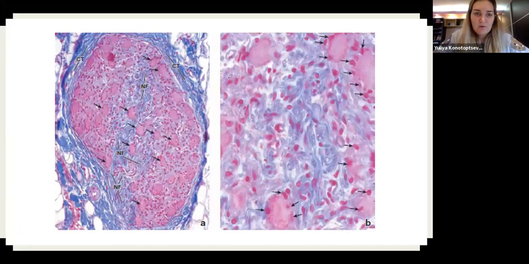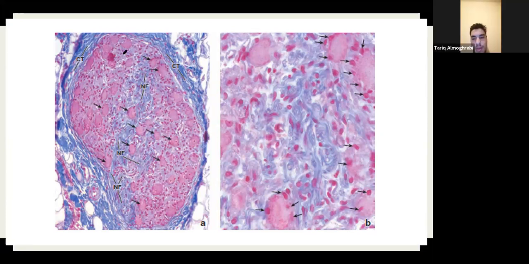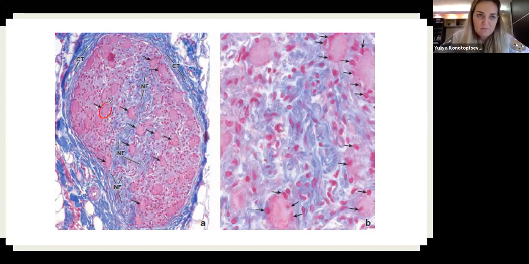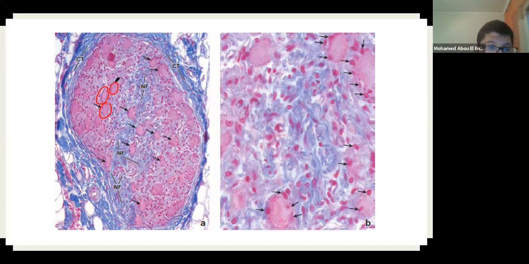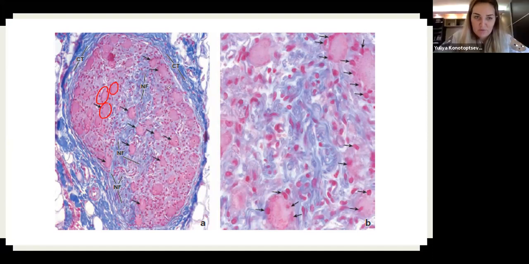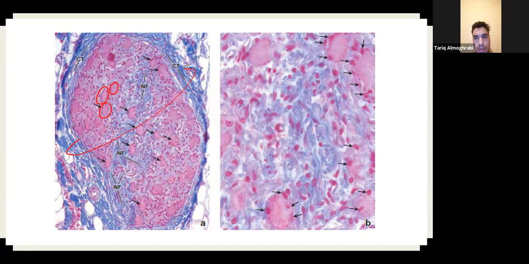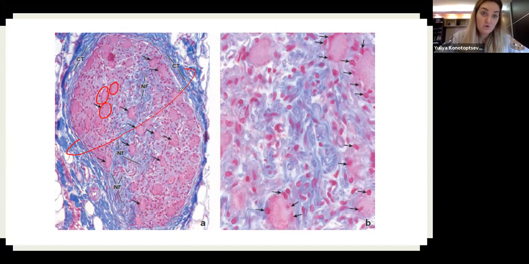Okay, so let's take a look at the structure. First of all, what's the staining? It's azan. Perfect. This is going to be azan staining. What are these? Cell bodies. Yes, so these are going to be the cell bodies of a neuron. So how do you call this entire thing? Nucleus or ganglion? Yes, either a nucleus or a ganglion, but this is in the peripheral nervous system. So this is actually a ganglion.